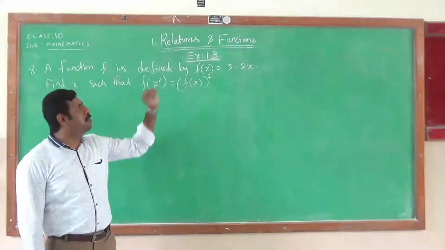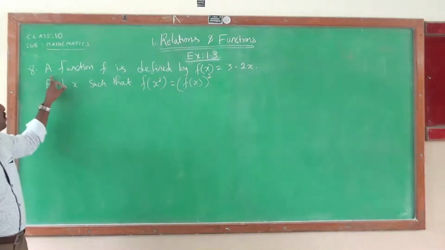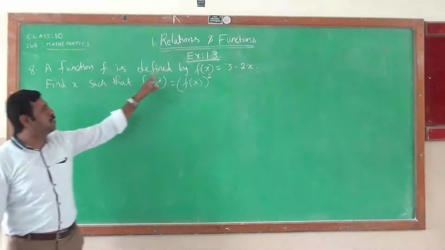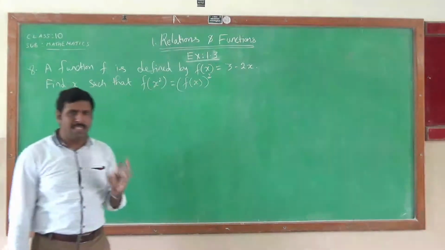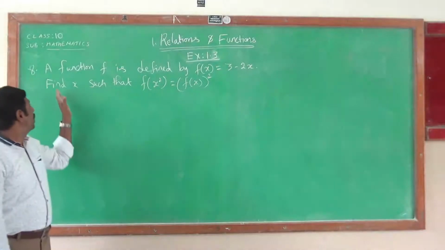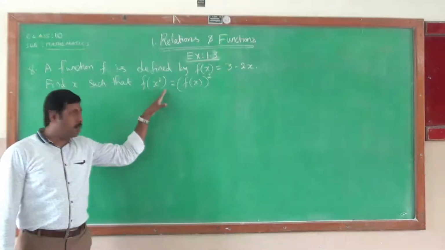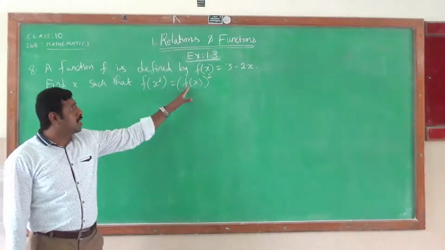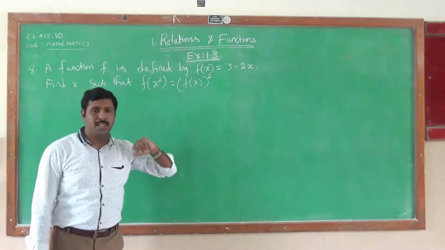Next we see exercise number 1.3, question number 8. A function f is defined by f of x is equal to 3 minus 2x is the given function. Find the x such that f of x square is equal to f of x whole square. See, the square and the whole square differ.